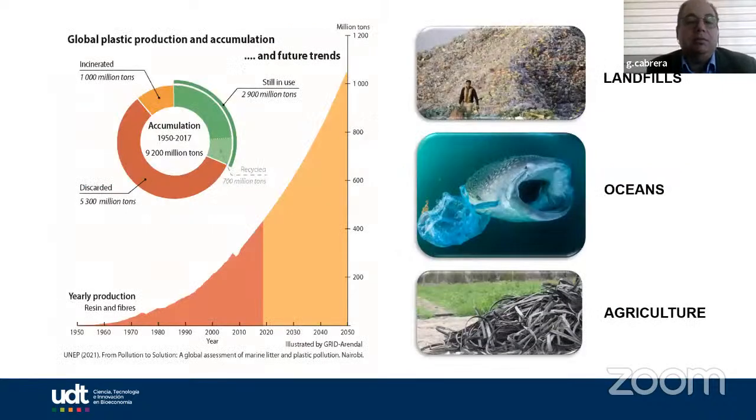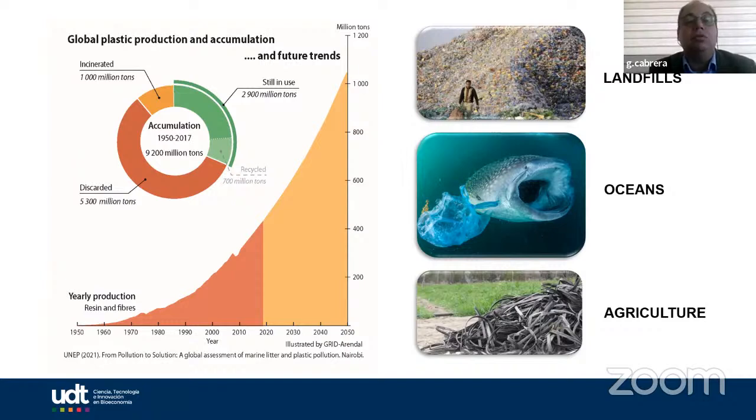Bueno, hoy día nadie prácticamente imagina su vida sin el uso de materiales plásticos. Y la verdad es que hay una proyección estimada para el año 2050 de producir más de 1.000 millones de toneladas. Solamente para que tengan idea, hasta el momento la acumulación de plástico producido son 9.200 millones de toneladas desde el año 50. Y de esta cantidad, 5.300 millones de toneladas han sido descargadas al medio ambiente. Por tanto, más de la mitad del plástico producido ha sido desechado de alguna manera.